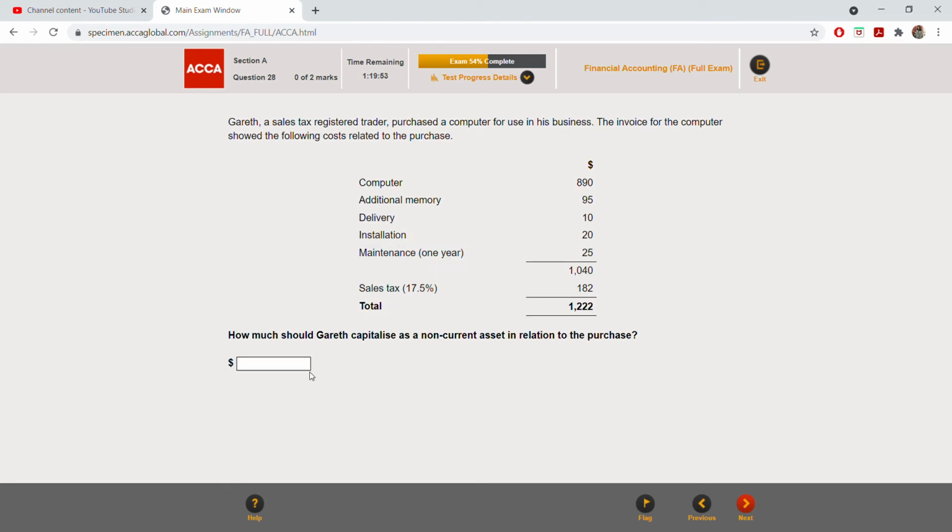Next. Gareth, a registered trader, purchased a computer for use in his business. The invoice for the company shows the following costs relating to the purchase. Okay, how much would they capitalize as a non-current asset in relation to the purchase? Computer, additional memory, delivery, installation, maintenance, sales tax.